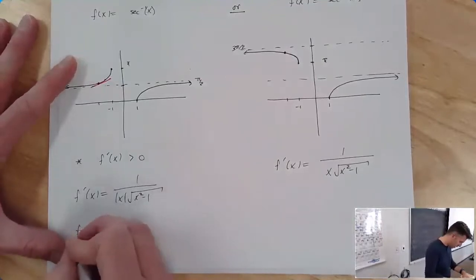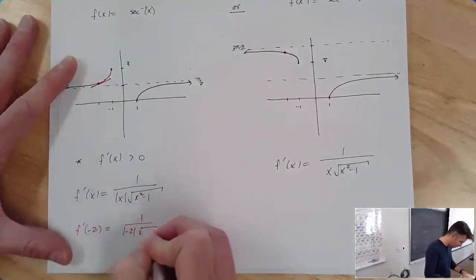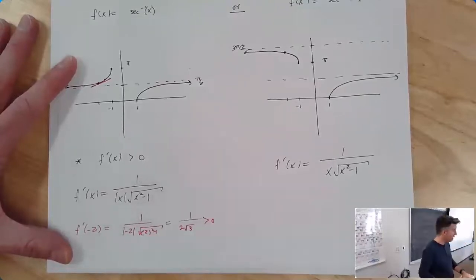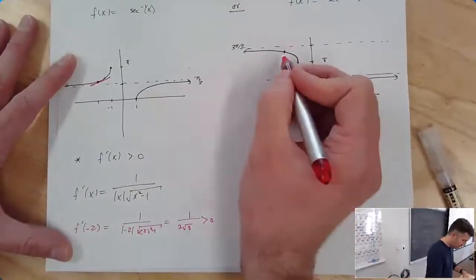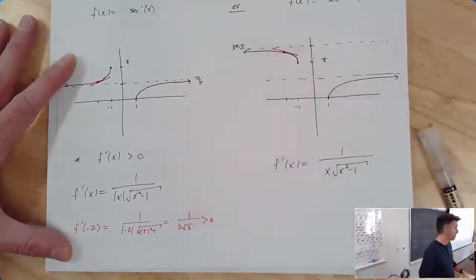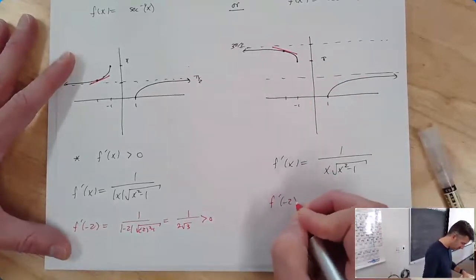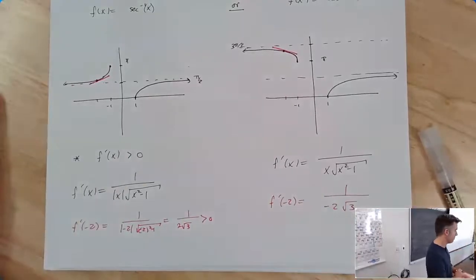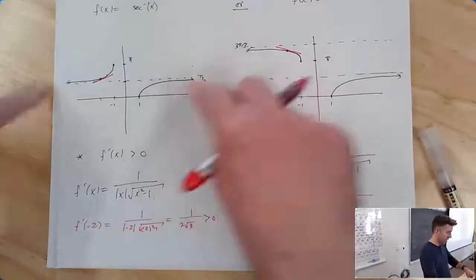So here, f prime of -2 is 1 over the absolute value of -2 times the square root of -2 squared minus 1, which is 1 over 2 root 3. Positive, as the graph indicates it should be. Over here at -2, my slope should for sure be negative. And when I plug in -2, I definitely get 1 over -2 root 3, as it should be. So that's why we need the absolute value for this one and not for this one.